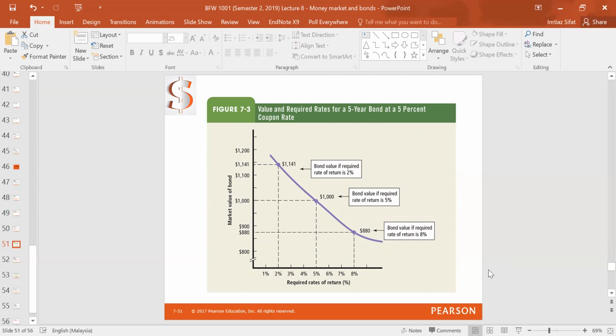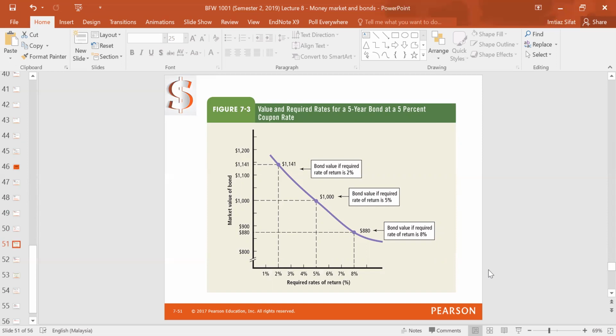On the other hand, on the extreme right-hand side, investors require 8% return. They're not satisfied with any return less than 8%, but this bond is only offering 5%. Why would they lose out? So to compensate for that, the bond would have to be offered at a cheaper price, at a discount. So that's why you see that the value of the bond is $880, less than the par value of $1,000.